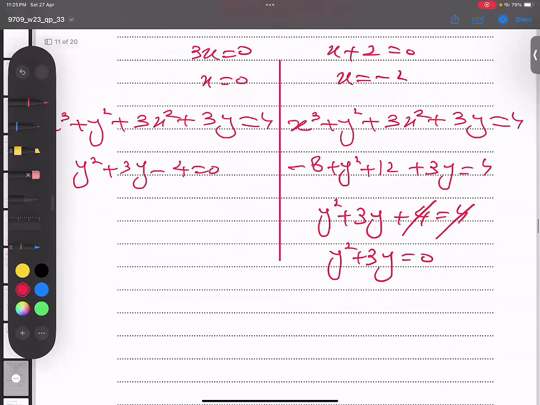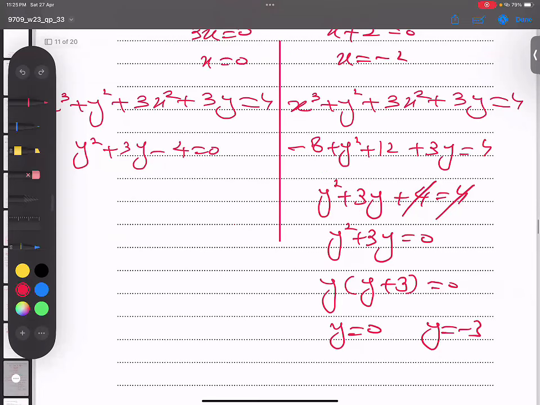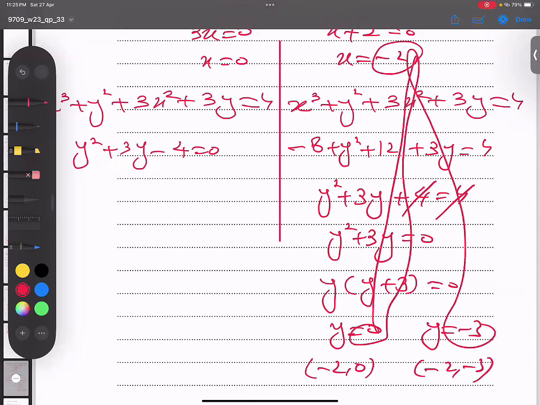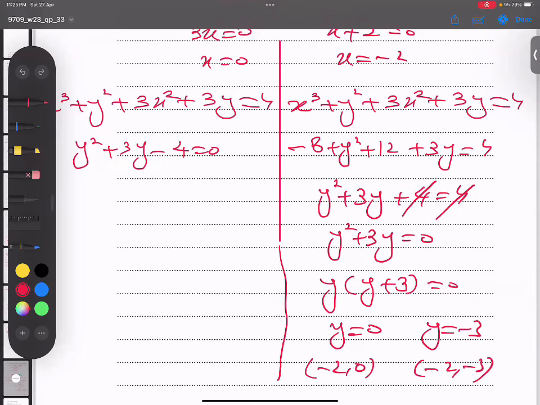I got two equations, students. One by one I will solve. I will take y common from here: y times (y plus 3). I got two answers, 0 and y equals minus 3. It means we are getting here, student, look at here, x is negative 2, y is 0. X is negative 2, y is minus 3. Repeat: this x, this y, and this x, this y. So I got two pairs from here.